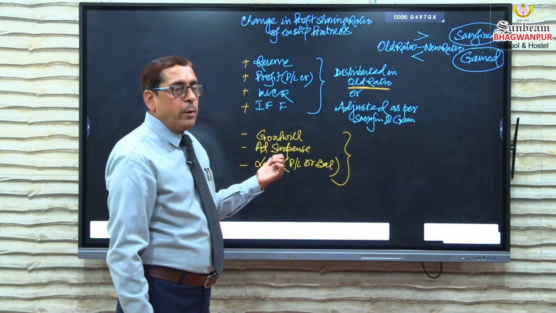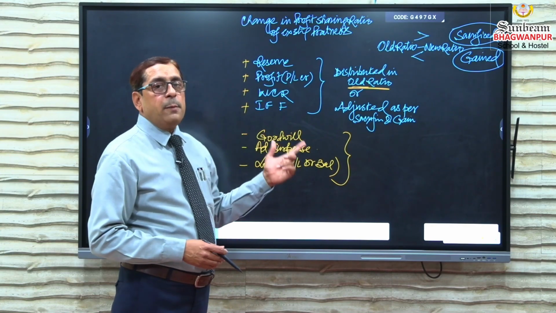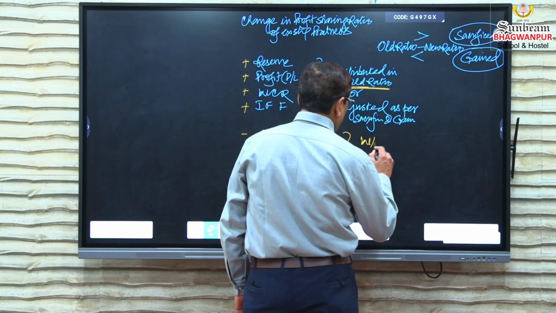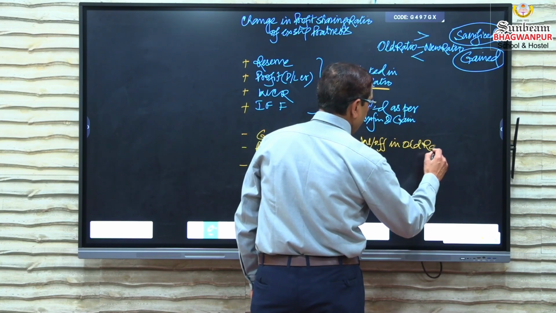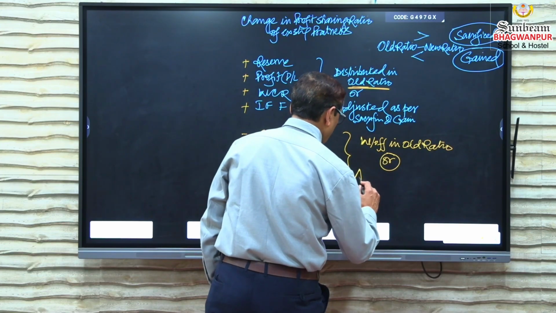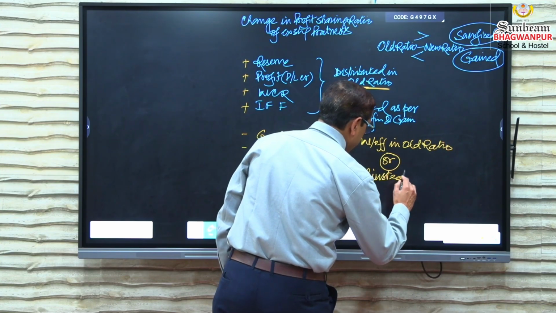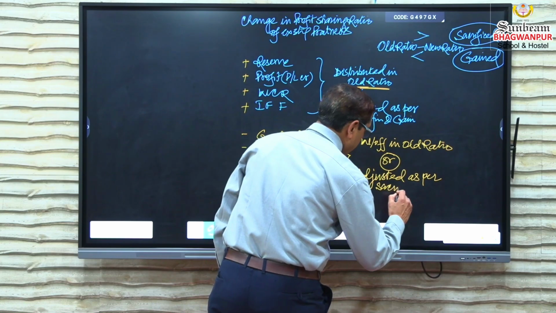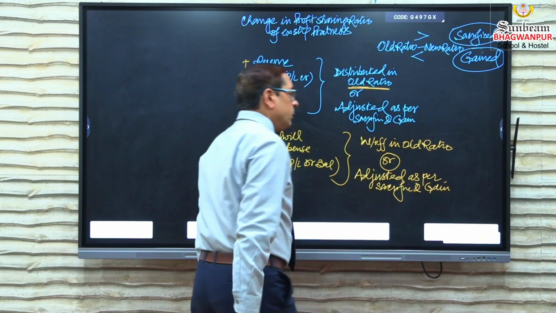Why am I saying they are the negative items? Because they are going to decrease the partner's capital. In these cases, the partner's capital account will be debited. The two options are: write off in old ratio, this is the first option, or adjusted as per the sacrifice and gain made by the partners.